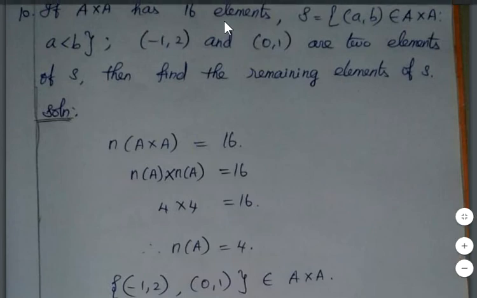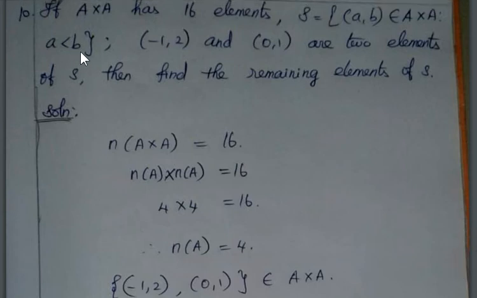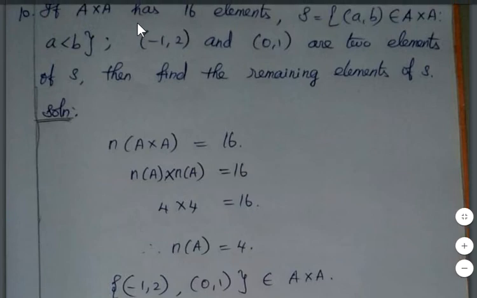Next, question number 10. If A cross A has 16 elements, like the 8th problem, S is equal to {(a, b) belonging to A cross A such that a is less than b}. A is less than B is the condition. So here A cross A is the bigger set, S is the relation. So we take only the relation a is less than b. That means that in a pair the first number must be less than the second number. Two of the elements of S are given, (-1, 2) and (0, 1). See here that -1 is less than 2 as well as 0 is also less than 1. Find the remaining elements of S.